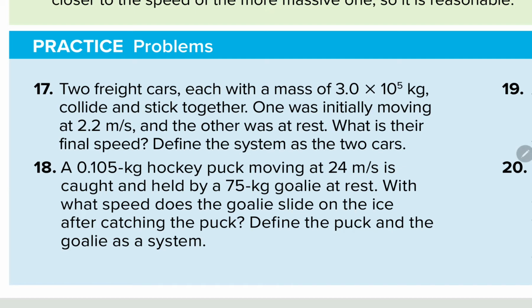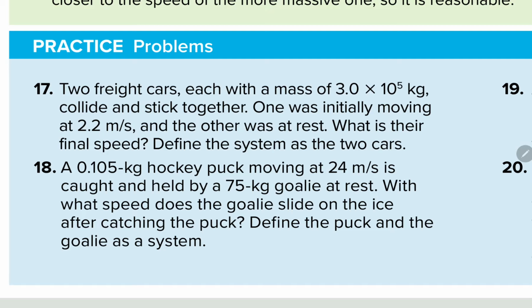In the beginning, we have the first question, which is question number 17. Two freight cars, each with a mass of 3 times 10 to the power 5 kilograms, collide and stick together. One was initially moving at 2.2 meters per second and the other was at rest. What is their final speed? Define the system as the two cars.